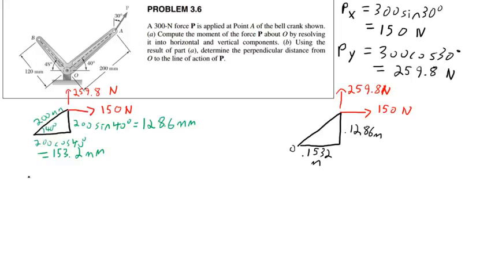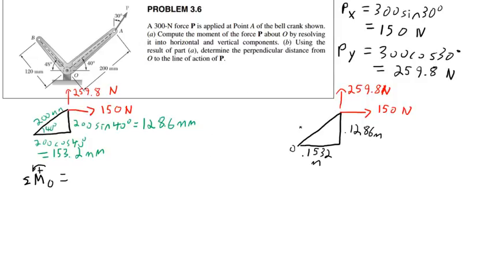So now I'm just going to do a sum of moments about point O, counterclockwise positive. That's what this symbol means, again, as a review from earlier. Now I will have to pay a little bit of attention to what is going to be positive and what's going to be negative. About point O, the vertical component is clearly rotating in a counterclockwise direction, so it will produce a positive moment. The 150 Newton component is clearly rotating about point O in a clockwise direction.